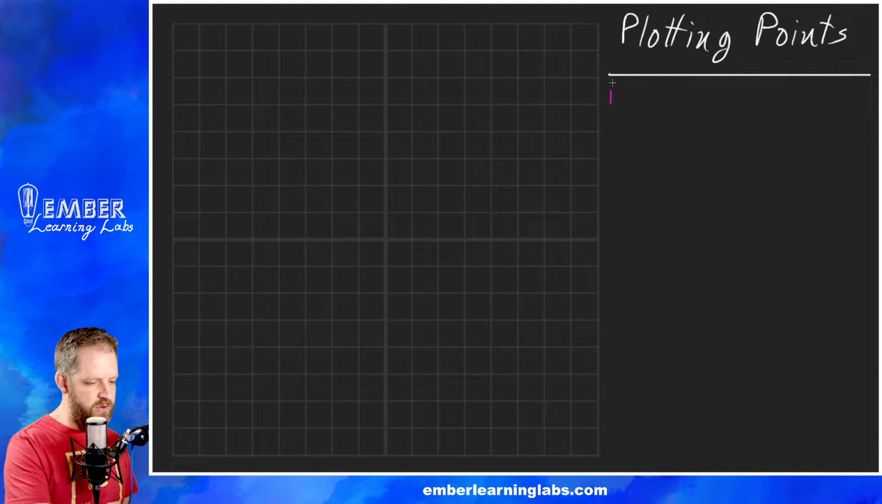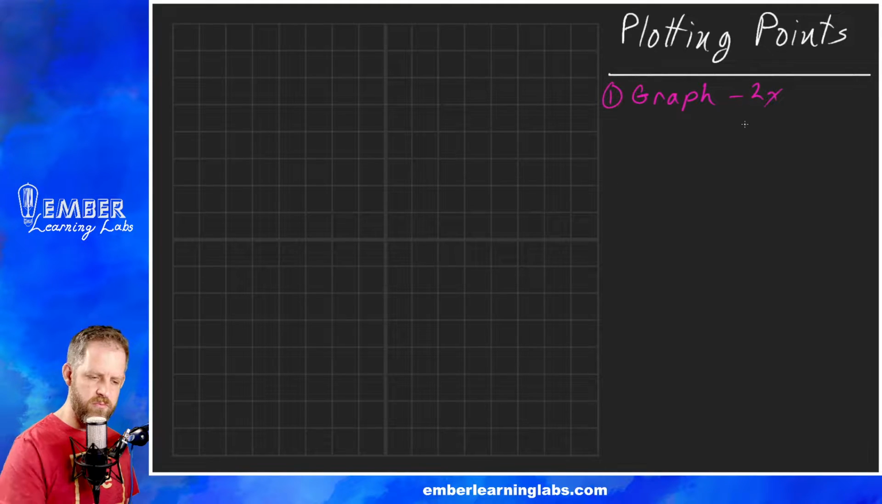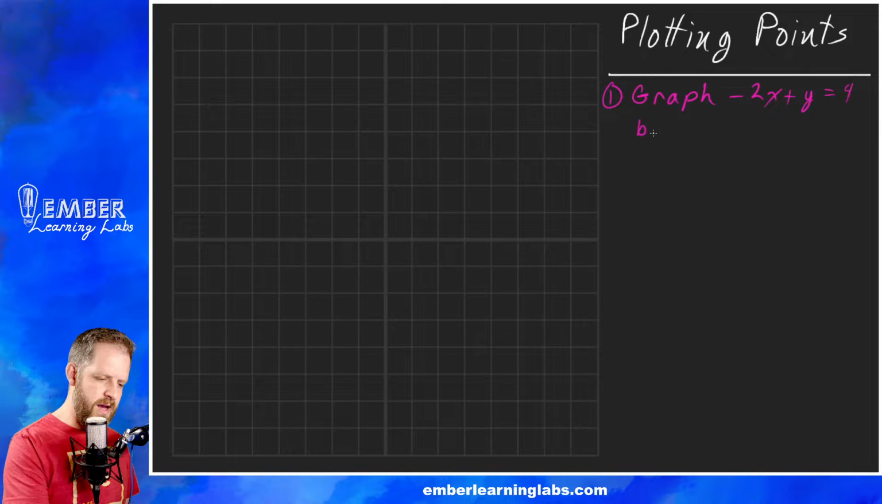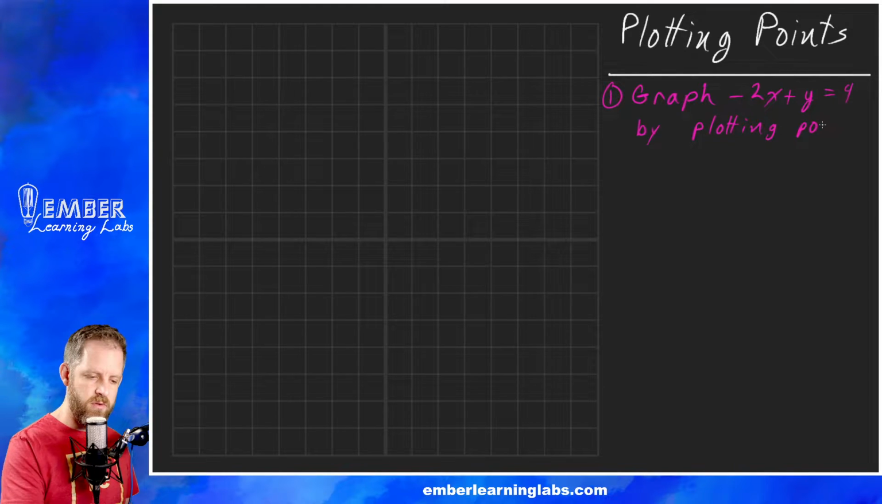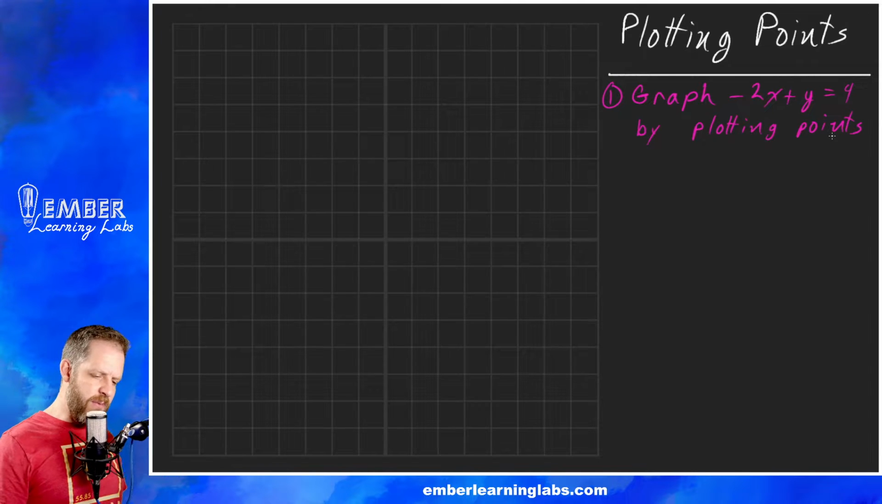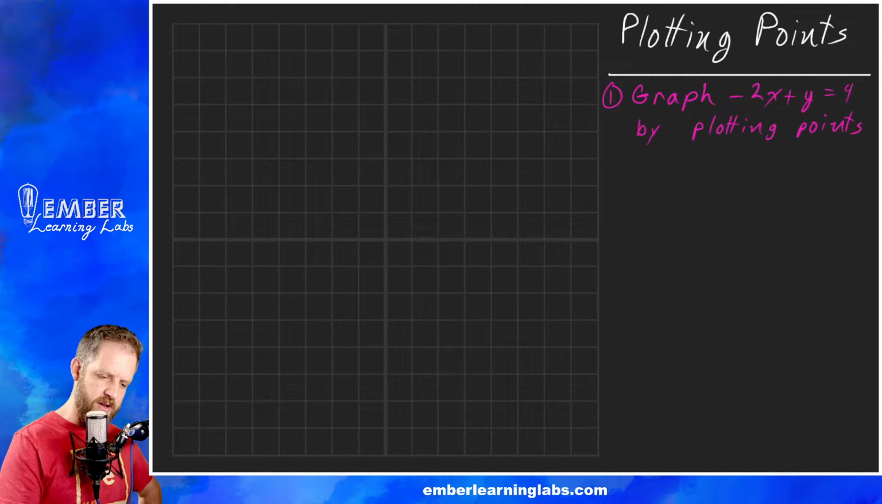So we are going to do example 1, and we are going to graph negative 2x plus y equals 4 by plotting points. We're going to plot at least 3 different points, and we're going to make 2 of them the intercepts.